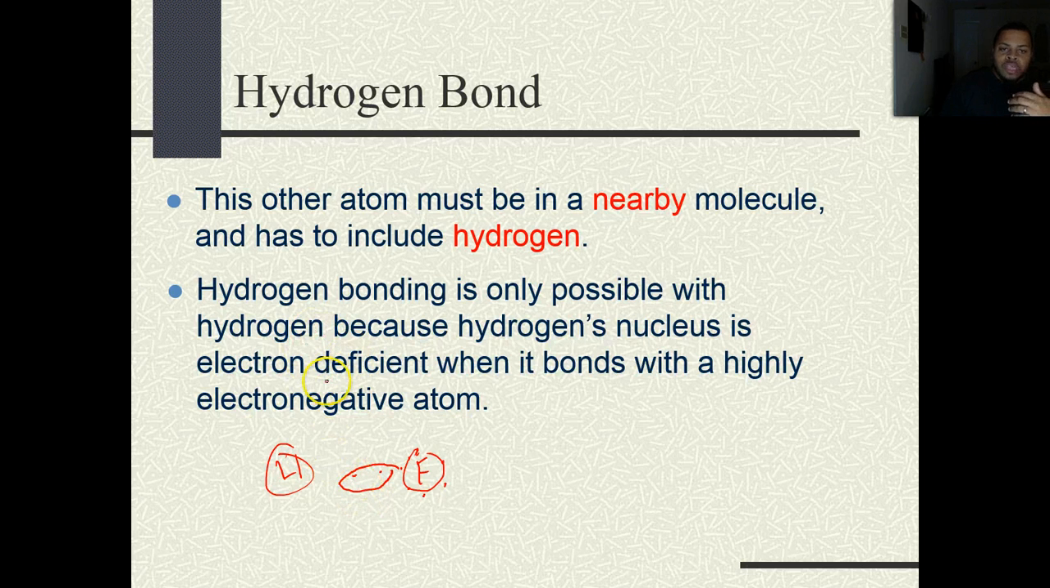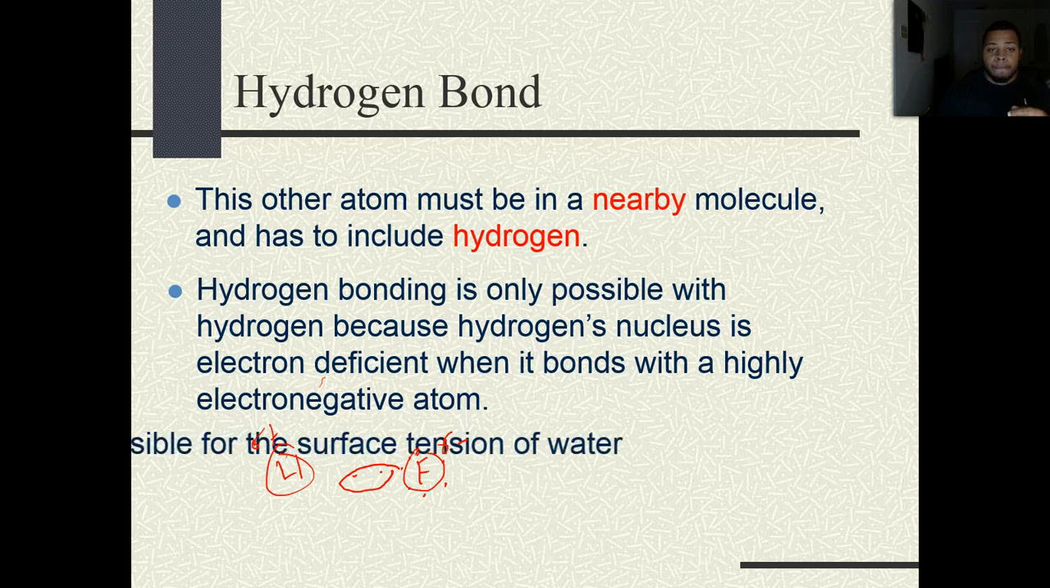Now, when we look at the fact that hydrogen's nucleus is electron deficient at that time, or it's lacking electrons once it gets pulled a little bit further, this is what's going to cause that strong, slightly positive charge that we talked about, whereas fluorine is now going to be slightly negative. Okay? Now, usually this is going to happen when hydrogen is with another highly electronegative element. So mainly nitrogen, oxygen, or fluorine. Those are the big three that we'll look at.